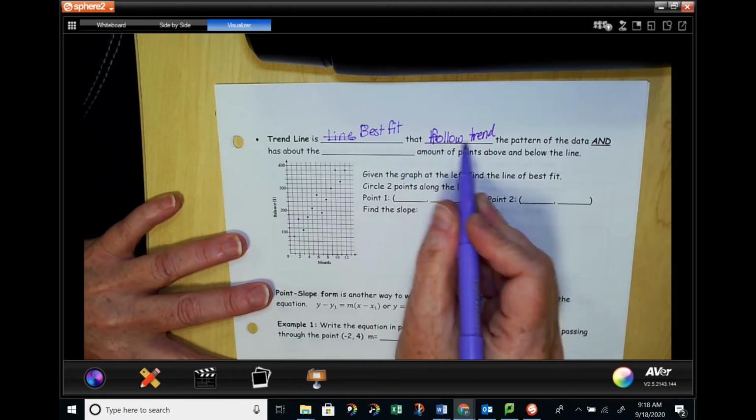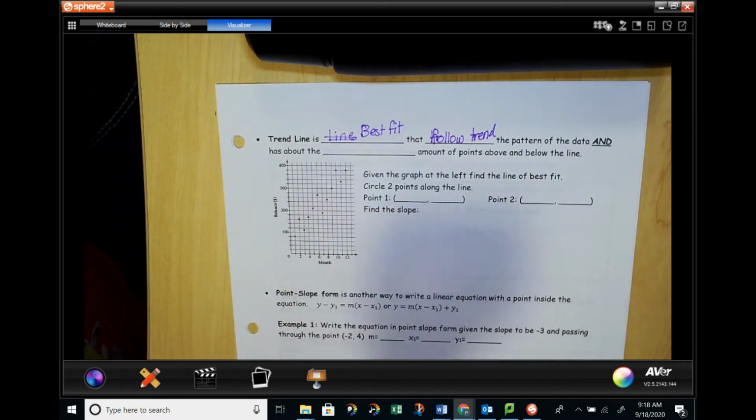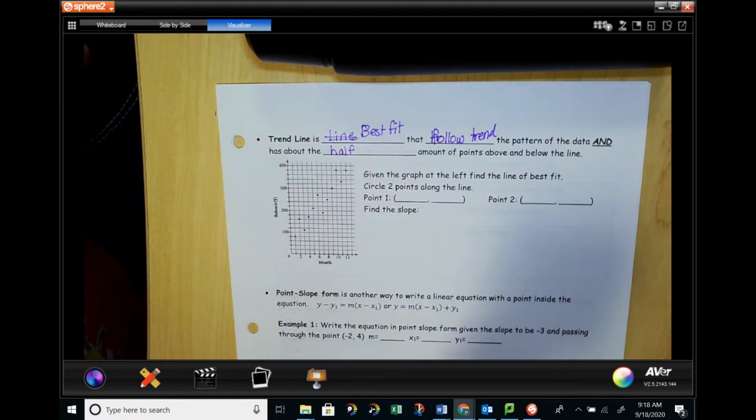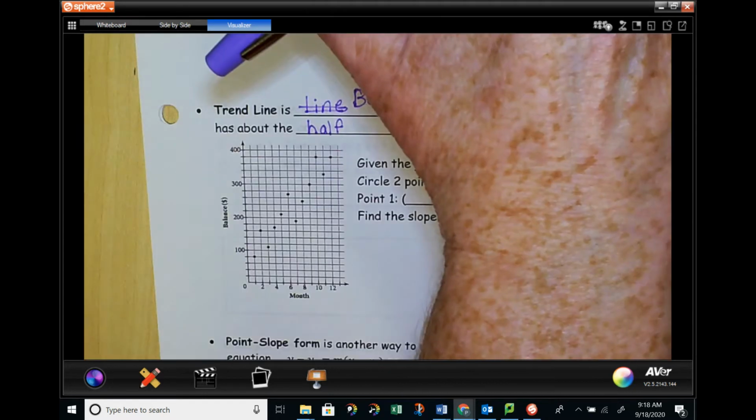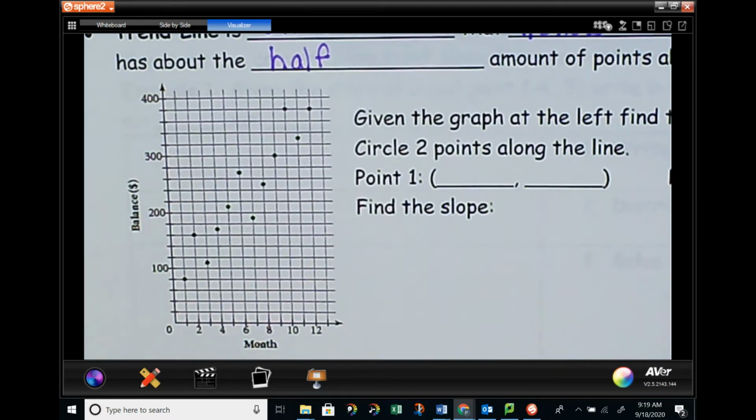So the best fit line is going to follow the trend. When I do this, it has about half the points above and about half the points below. It's not going to be perfect. So you've got this little trend line and you've got some dots. I'm going to make this bigger so you can actually see the little dots.